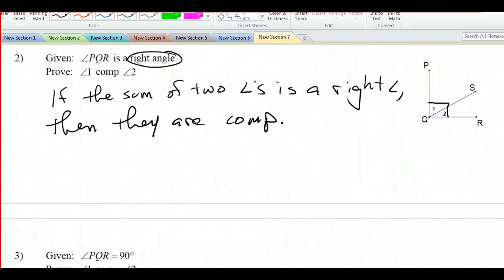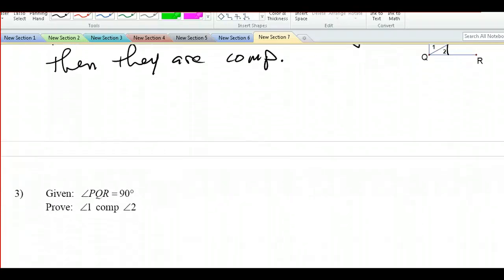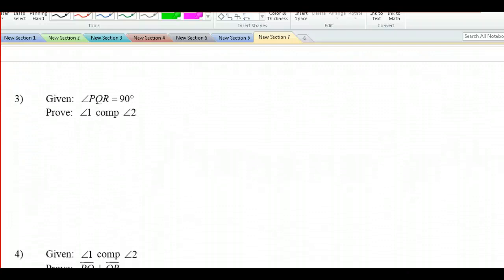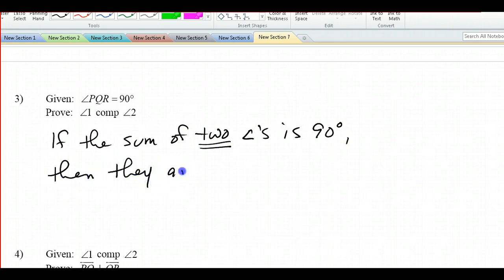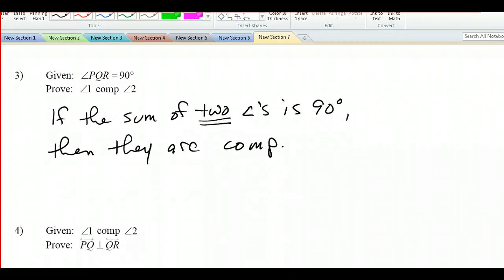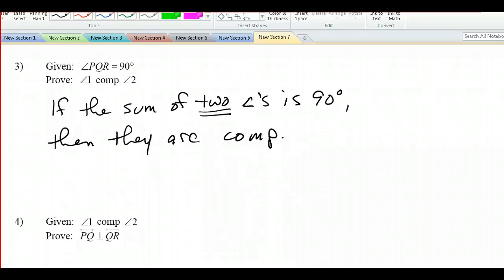Alright, moving on to the next one. Same picture, almost the same problem, except now instead of being given that it's a right angle, we're given that it's 90 degrees. So we're going to use the form that has 90 degrees in it. So if the sum of two angles is 90 degrees, and again, make sure you include the two, then they are complementary. Again, we could do a two-column proof, since really we can state our final conclusion based on the given information. I'm going to forego that for now.